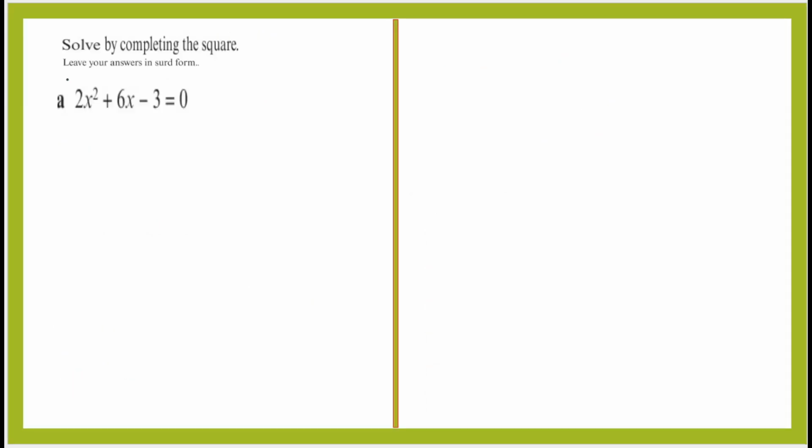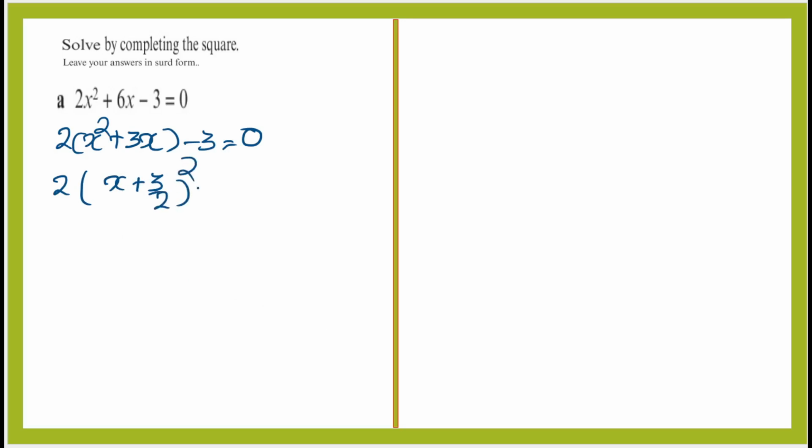Now 2x square plus 6x minus 3 equal to 0. This is of the second form. Now by taking 2 as common from the first and second terms, this can be reduced to the first form. That is 2 times (x square plus 3x minus 3) equal to 0. Now apply the first form for x square plus 3x. That is (x plus 3 by 2) the whole square minus (3 by 2) square, minus 3 equal to 0.